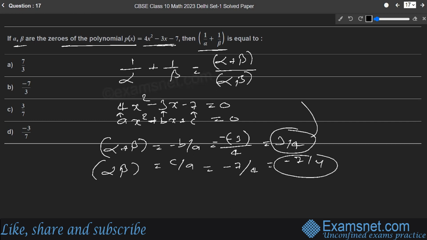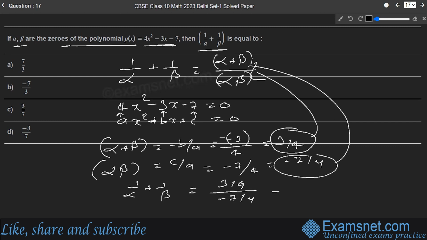Let us put both these values in the above relation. If you do that, 1 upon alpha plus 1 upon beta can be calculated as 3 by 4 divided by minus 7 by 4, that is nothing but minus 3 by 7. Minus 3 by 7. So that is the right answer available in option number D.